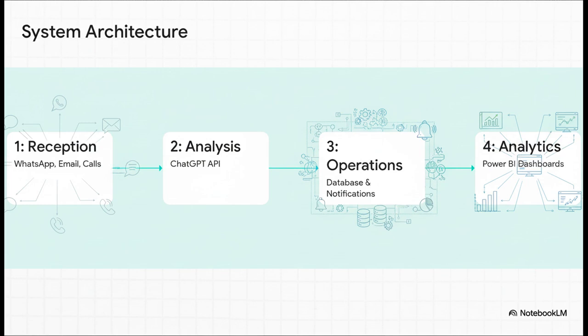You've got your reception layer, where all the messages come pouring in. Then the intelligent analysis layer, where an AI actually makes sense of it all. Next is the operations layer, where the work gets assigned and tracked. And finally, the analytics layer, where we learn from everything that happened. And here's the absolutely crucial point. If you skip any of these layers, you don't have a real solution. You just have a cool tech demo.